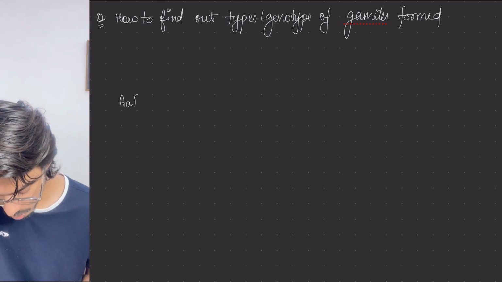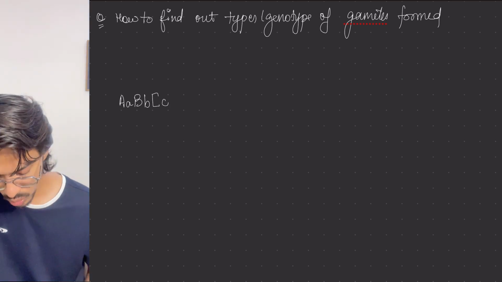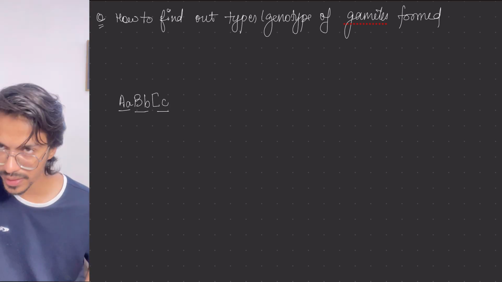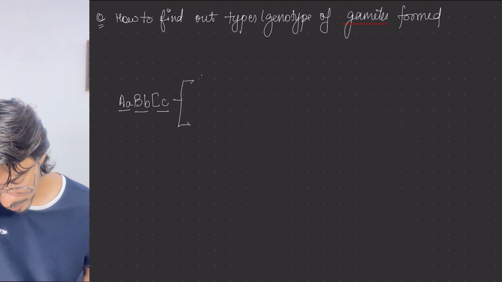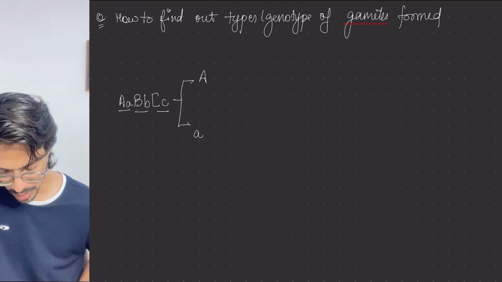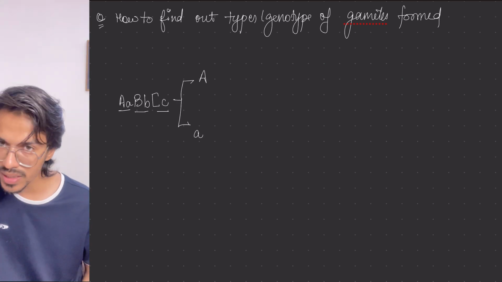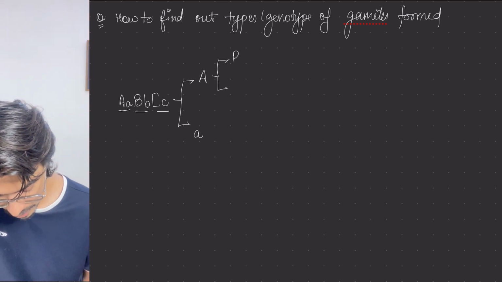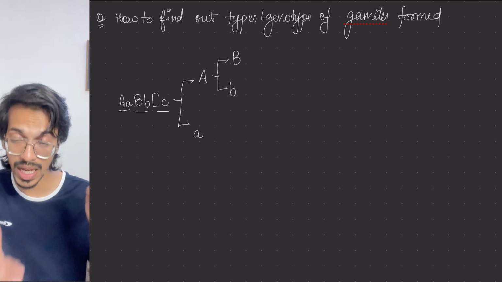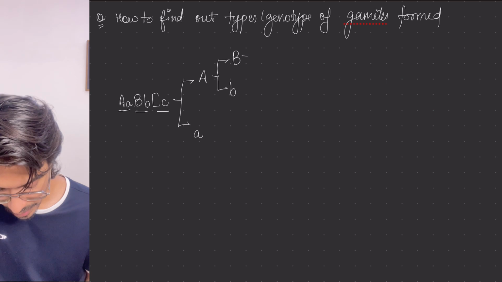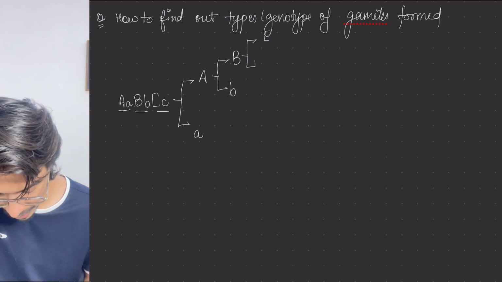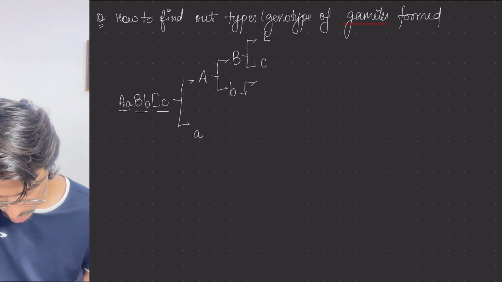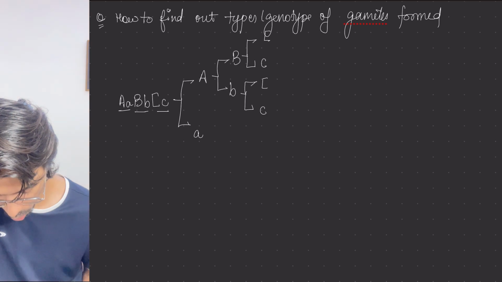So A small a, B small b, C small c. First of all we will divide all the things. First is A, so we have capital A, small a. Now this capital A has the option to go with capital B or small b. We write it like this: capital B, small b. Then this capital B has the option to go with capital C, small c. This also has an option to go with capital C, small c.